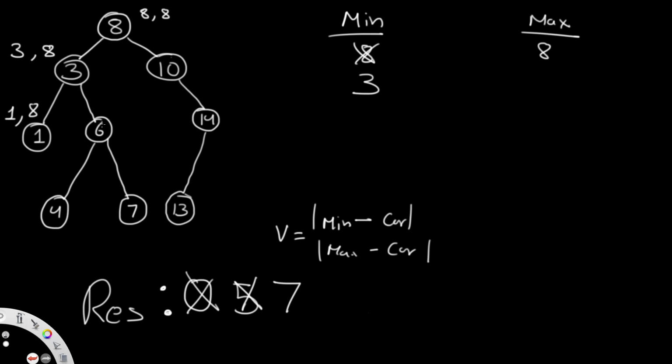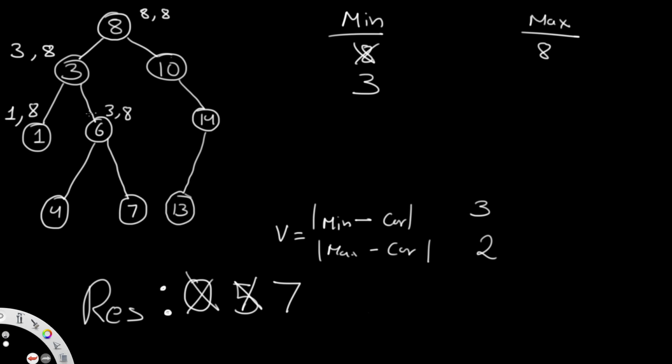So in this case, now let's calculate the v value. It's either going to be 3 minus 6, okay? 3 minus 6 gives us a value of negative 3, but absolute value gives us 3. The other option is 8 minus 6, giving us 2. Both of these options, 3 and 2, are less than whatever our current result is, which is 7. So nothing's going to happen, and we just keep moving on. The minimum and maximum values are also not going to change, so they stay as it is, 3, 8.